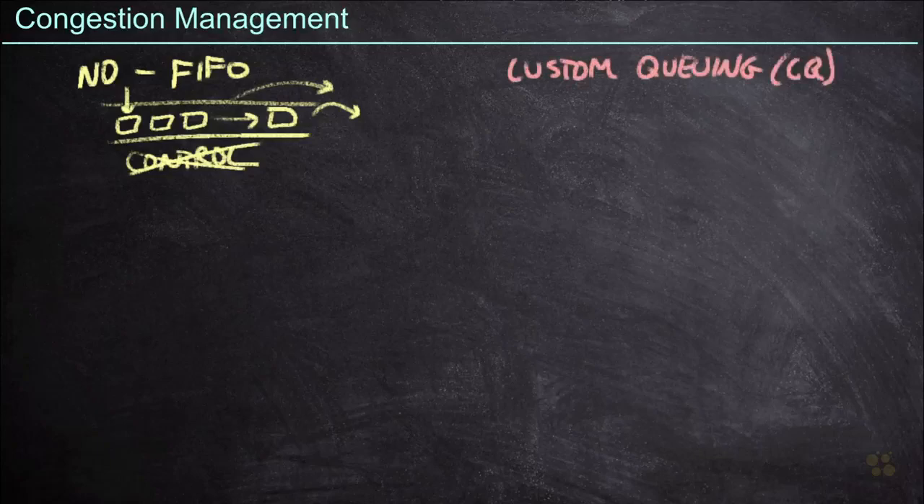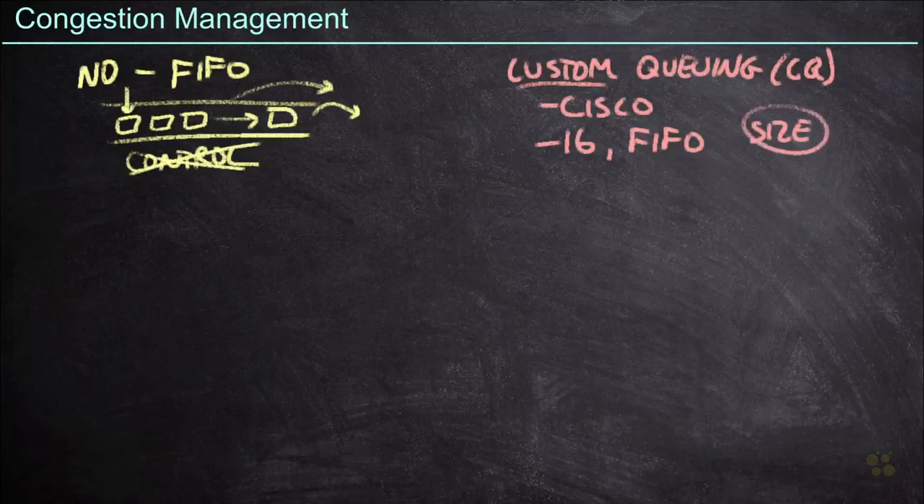Custom queuing is an interesting name because even though it's called custom queuing, there's not a lot of customization we can do here. This is a technique that was developed by Cisco, and what's interesting is that we have 16 different queues in this method, and each of those queues is first in, first out. But these queues are not queues that we can send traffic to specifically. All we can do is define the size that we want each of these queues to be.